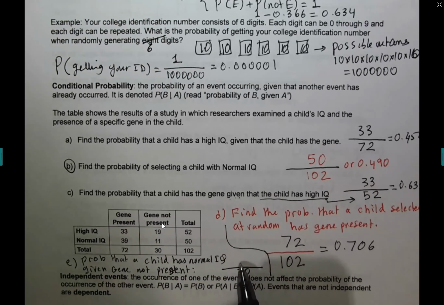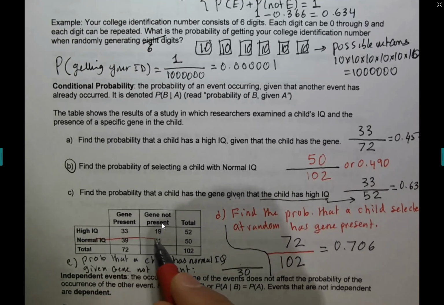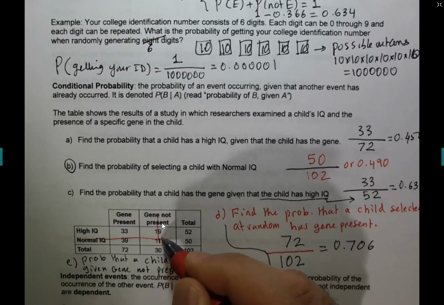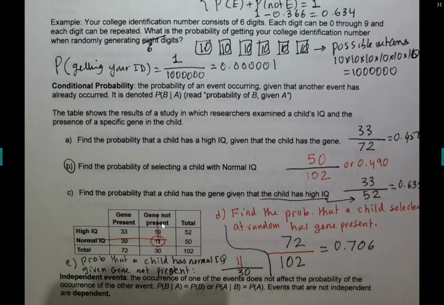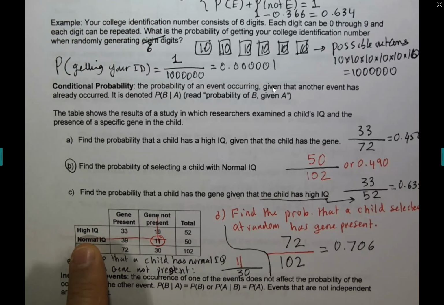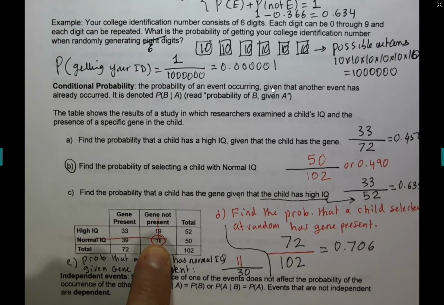Now, for this, guys, you need what works in your favor, a child who has normal IQ and the gene not present. So look what you do. You just draw a line, normal IQ here, and gene not present there, and where the two meet will be your number, which is 11, the intersection. And this is 11 over 30. It will be not 19, 11, because we want a normal IQ, not high IQ. He says normal IQ and the gene not present, so it will be the 11. So it's 11 over 30.